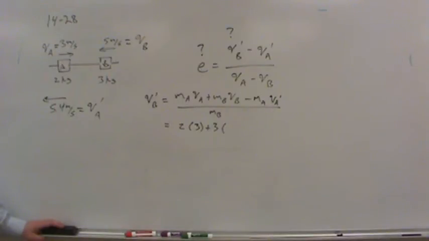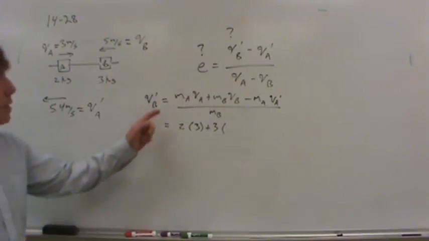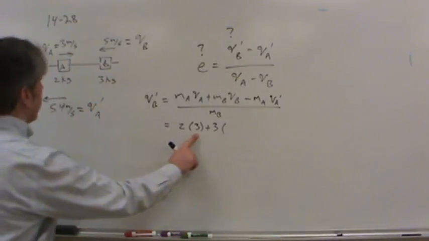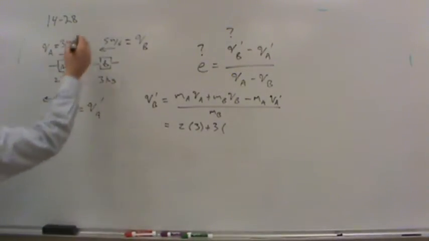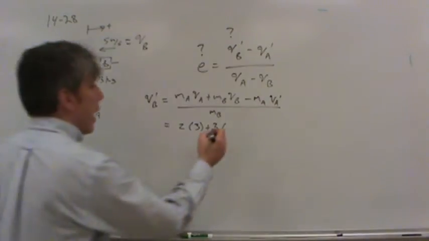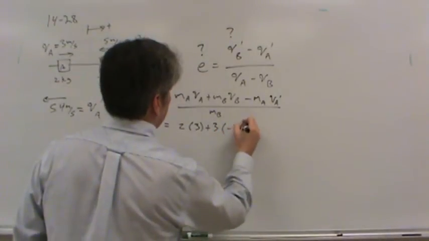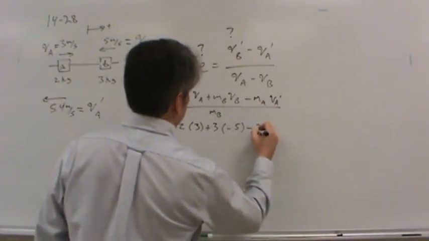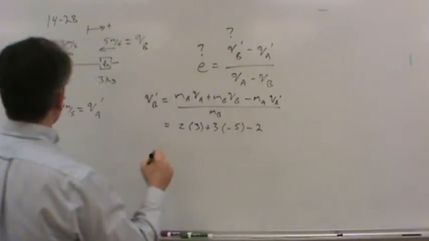Negative 5. Why do we have to be careful? Because the momentum equation is a vector equation. You have to include direction. And by writing the velocity of A as positive, I have taken to the right to be positive. So you have to be really careful about that. I have to plug in a negative 5 meters per second for the initial velocity of B. So then minus the mass of A, which is 2 kilograms, the final velocity of A.